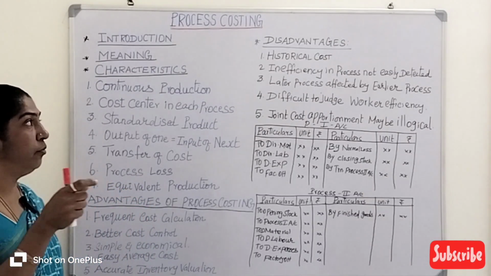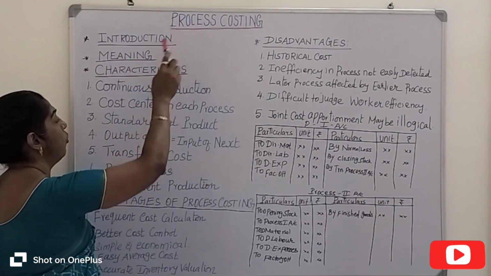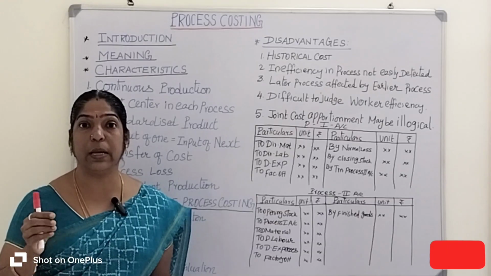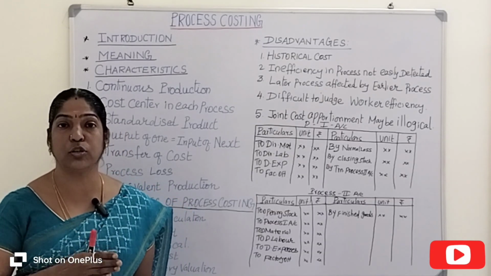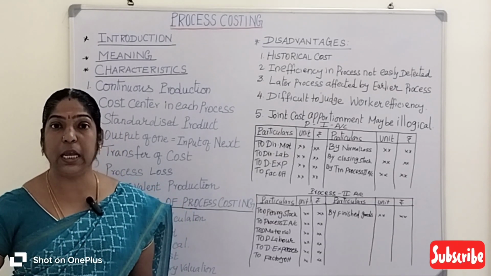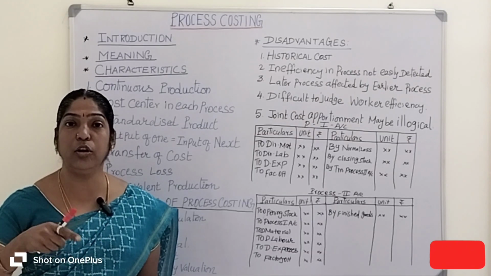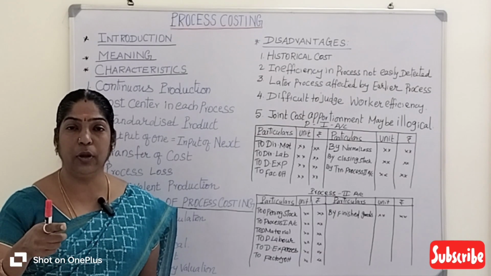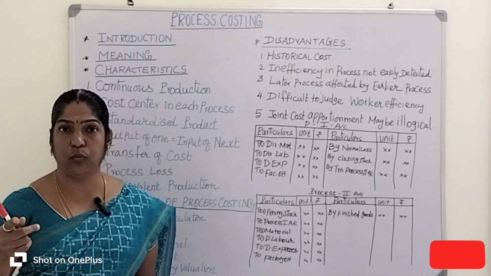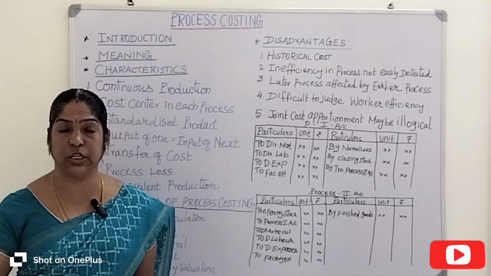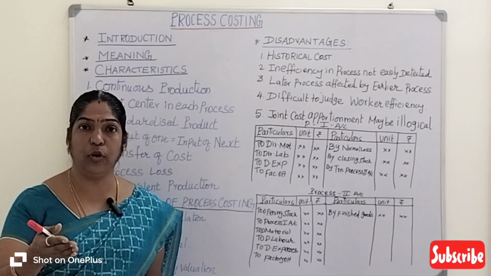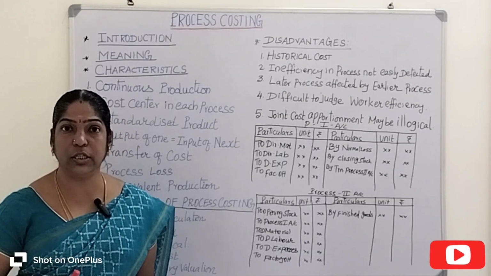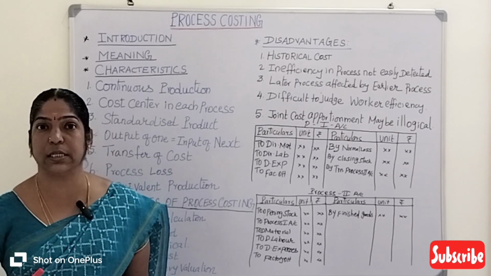Then we need to know the meaning of process costing. Process costing is a method of costing. Simply says, process costing is used when the same product is made continuously and goes through several processes. Say for example, if you prepare a cake, it has several stages. If you have a chocolate manufacturing industry, you cannot make a chocolate at one stage, it has several processes.